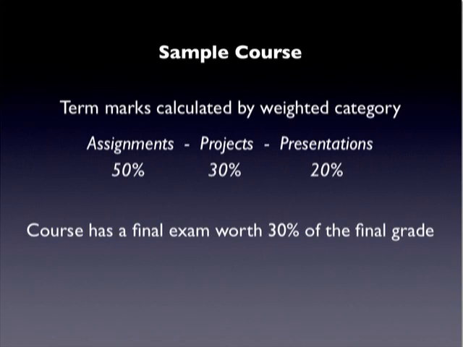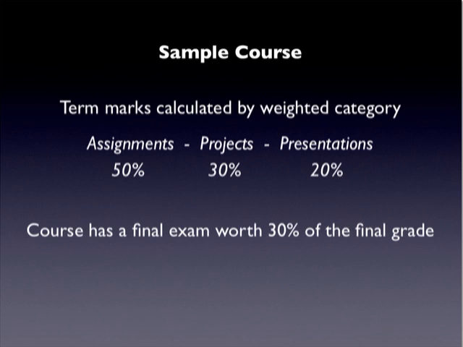In this particular example, I'm going to set up my gradebook based on the assumption that I'm going to be calculating student grades using weighted categories, and those weighted categories are going to be assignments worth 50%, projects worth 30%, and presentations worth the remaining 20%. This course also has a final exam that's going to be worth 30% of the overall final grade. So how do we set that up in our gradebook?